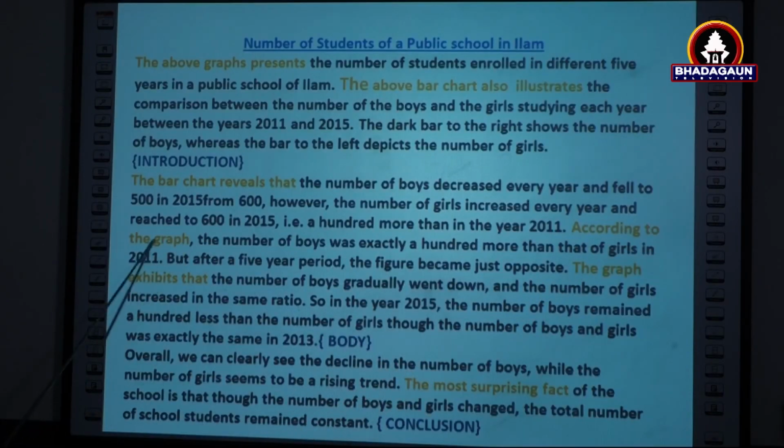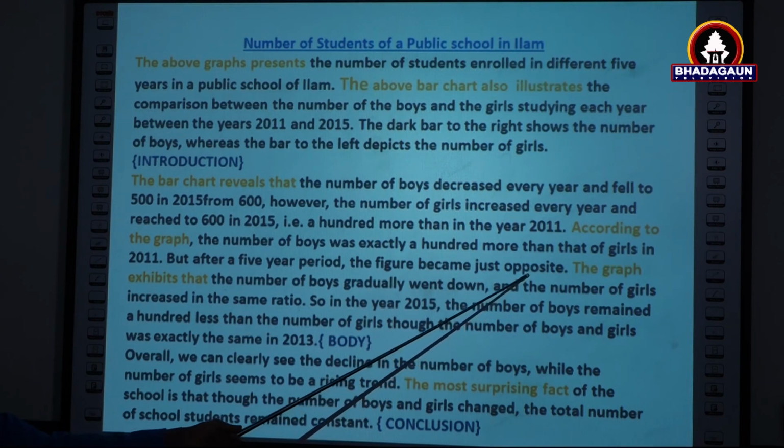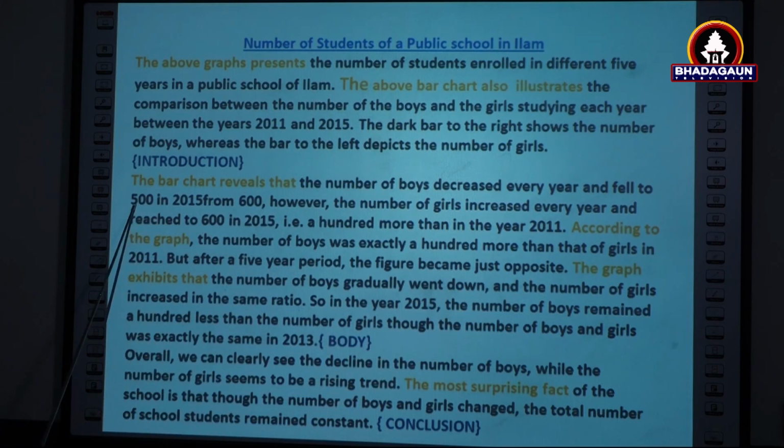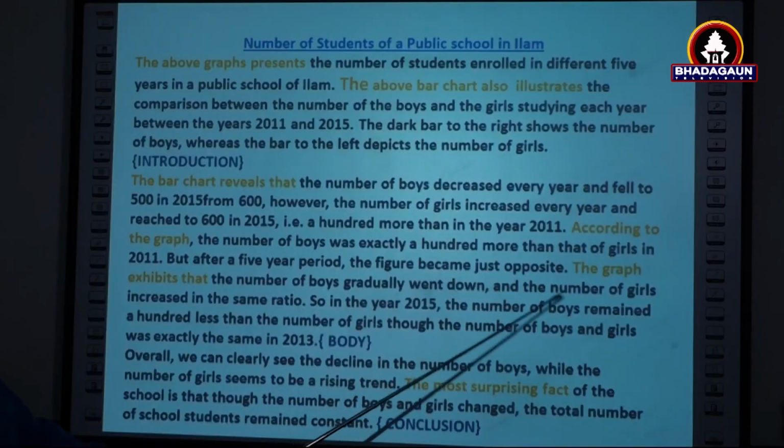According to the graph, this is the language function, the number of boys was exactly 100 more than that of girls in 2011. But after a 5-year period, the figure became just the opposite. Opposite means the number of boys became 500 and the number of girls became 600, which was just opposite of 2011, respectively 600 and 500 boys and girls. The graph exhibits that the number of boys gradually went down and the number of girls increased in the same ratio.